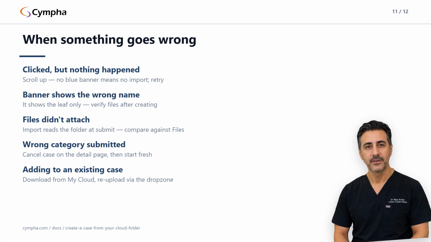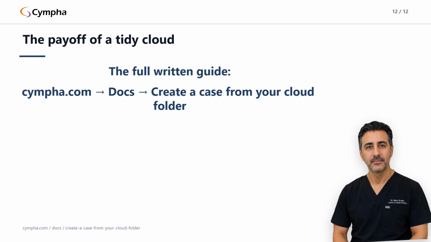What if you want a cloud file on a case that already exists, rather than a new one? There's no import action for that. The safe path is to download the file from My Cloud, then re-upload it through the case's own file drop zone. This flow is the payoff for keeping a tidy cloud.